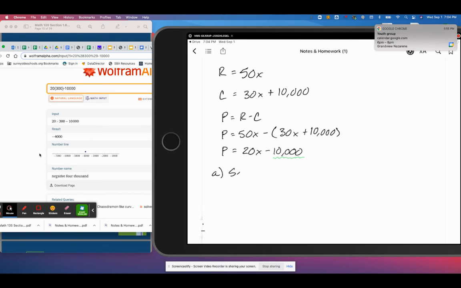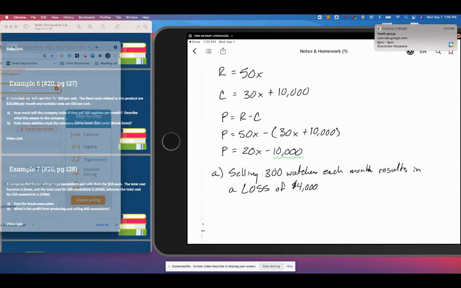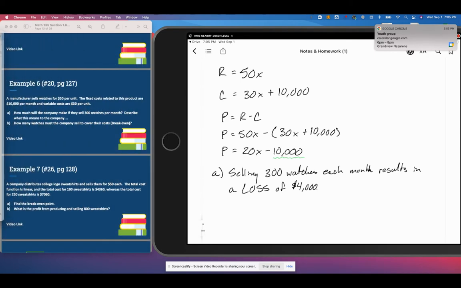So selling 300 watches each month results in a loss of $4,000. The company is not going to last very long unless they do something about this. The things that they could do about it are maybe increasing the price of their watch or finding a way to sell more watches.